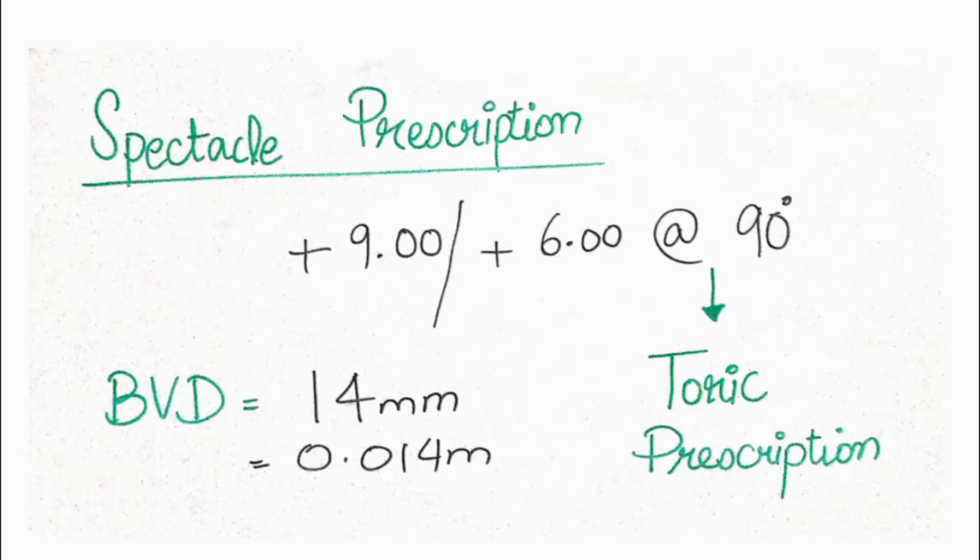Another name for this is back vertex distance compensation. We all know that in contact lens the back vertex distance is 0, and in glasses it's about 12 to 14 millimeters. That is why we have to compensate this distance, and there is a formula by which you can do the compensation and convert the spectacle prescription with a given back vertex distance into the contact lens prescription with 0 back vertex distance, right? So 14 millimeters, after converting it, you will obtain 0.014 meters.